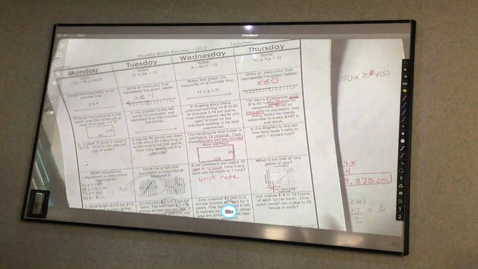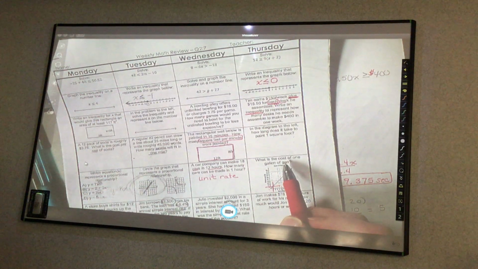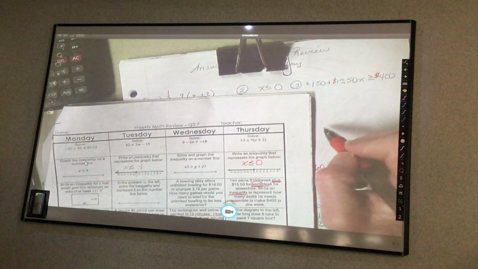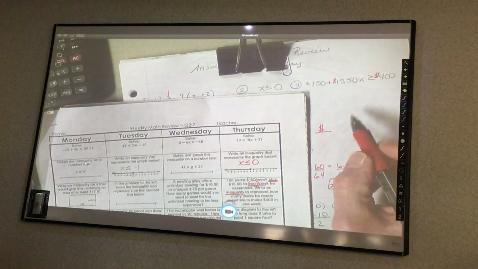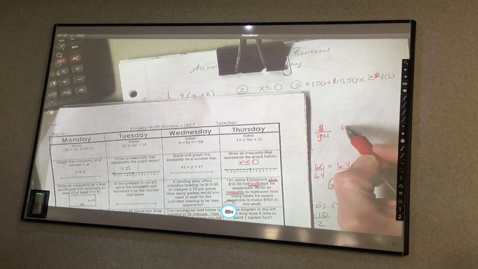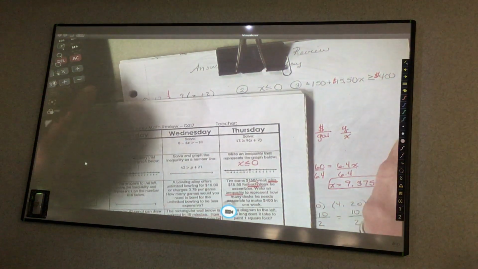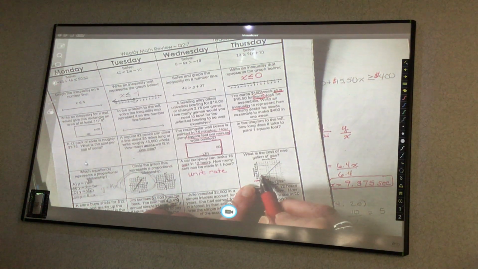Number 5 says, what is the cost of 1 gallon of gas? I want to set it up as a ratio, so it's cost per over what? Gallon. So that's really my y over x. Then I need to find a point that crosses exactly between the two axes.